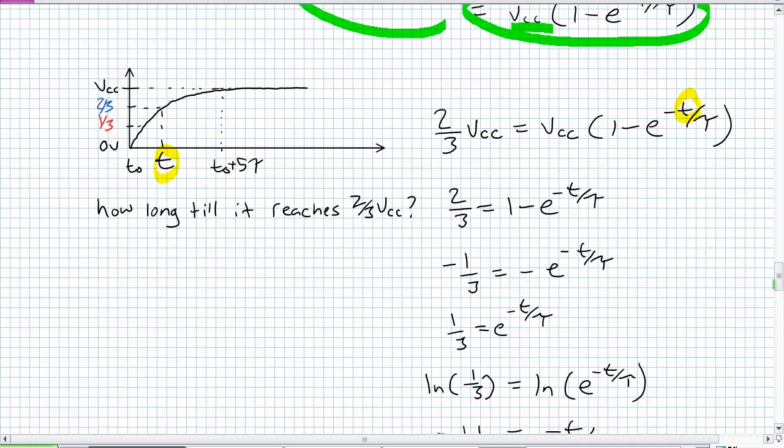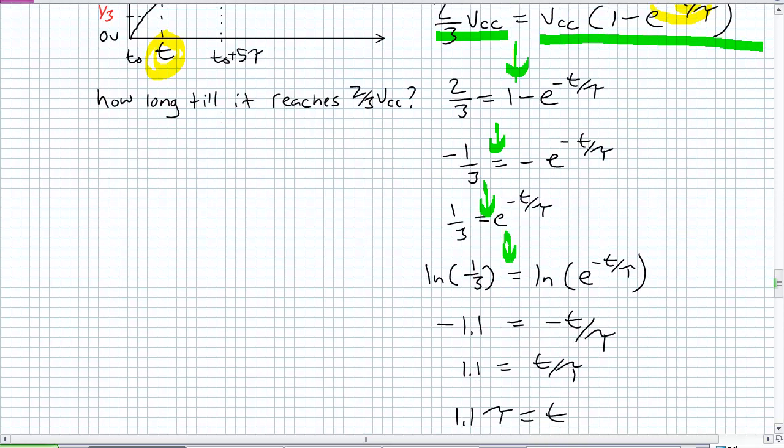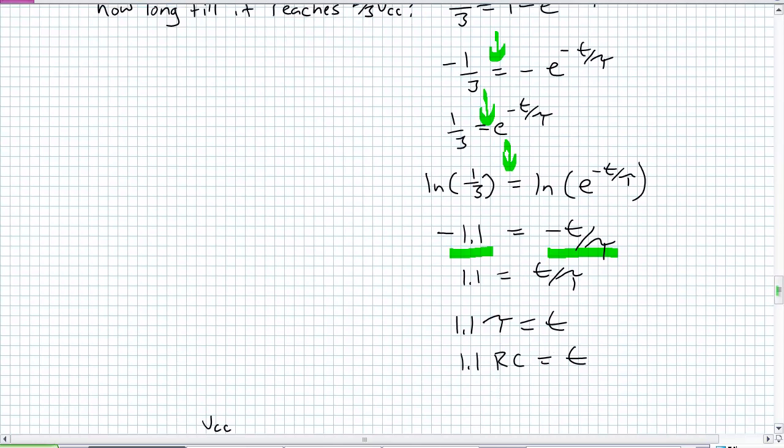Well, what is VC of T? Now it's known. I know I want it to charge up to 2/3 of VCC. I take that initial formula right there, and all I'm solving for is that time right there. So the first step, I basically divide by VCC. I'm going to get rid of my 1, get rid of that negative sign, and take the natural log of both sides. What's the natural log of 1/3? It's negative 1.1. And what the natural log does, it gets rid of e, so you get negative t over tau. Get rid of the negative sign because it's on both sides. Now all I'm going to do is solve for little t.